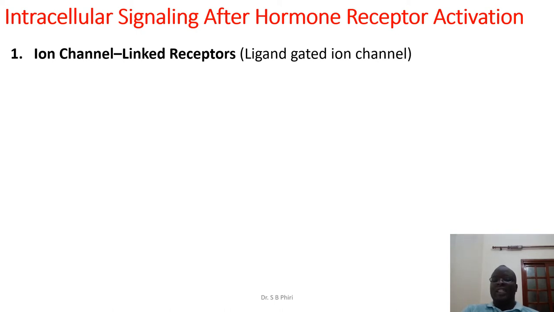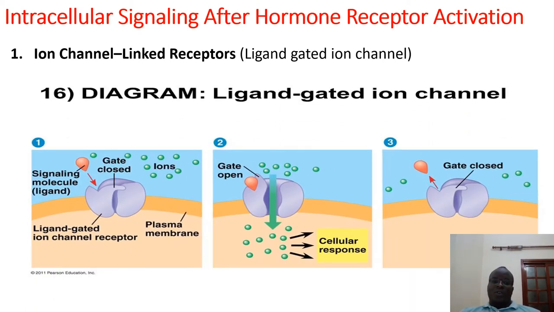So it's a gate for the ion channel. Once a ligand binds to the receptor, the channel opens up to allow movement of ions. It could be positively charged cations or negatively charged anions. So they are referred to as ion channel linked receptors. Okay, so this is the mechanism that is taking place.